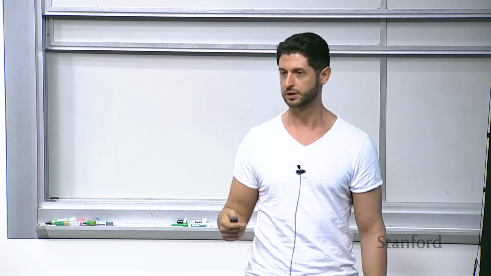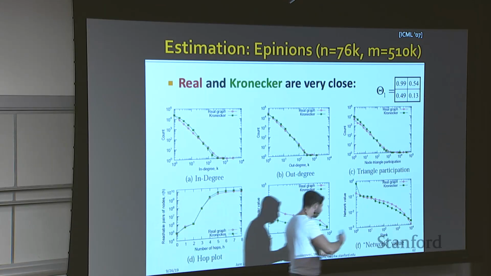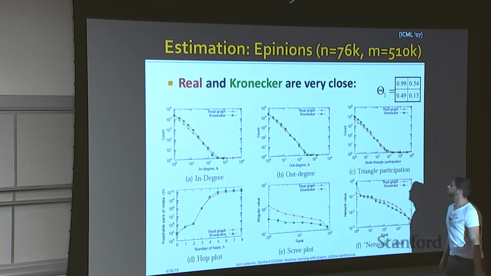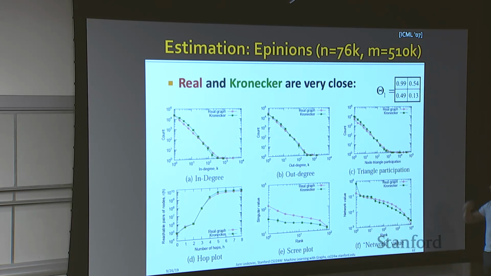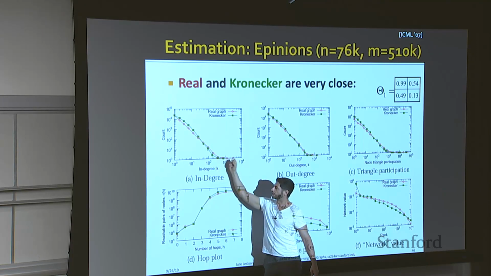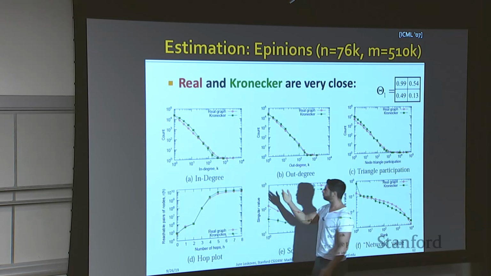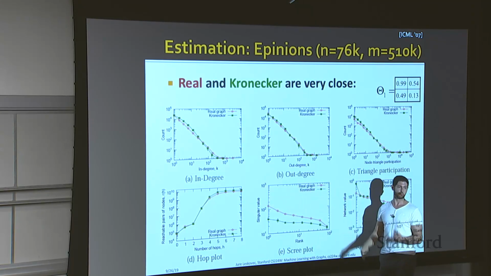Any other questions? Okay, so let me show you just the last slide, a real-world example and how well this model works. So we took the eOpinion network. It was a relatively old social network where people were sharing opinions and reviews and so forth. So number of nodes is 76,000. Number of edges is 510,000. This is our initial theta 1. And as you can see, basically, the real graph is with the red line, and our Kronecker generated graph is with the green line. And most of the properties of this graph are pretty much matching very closely.